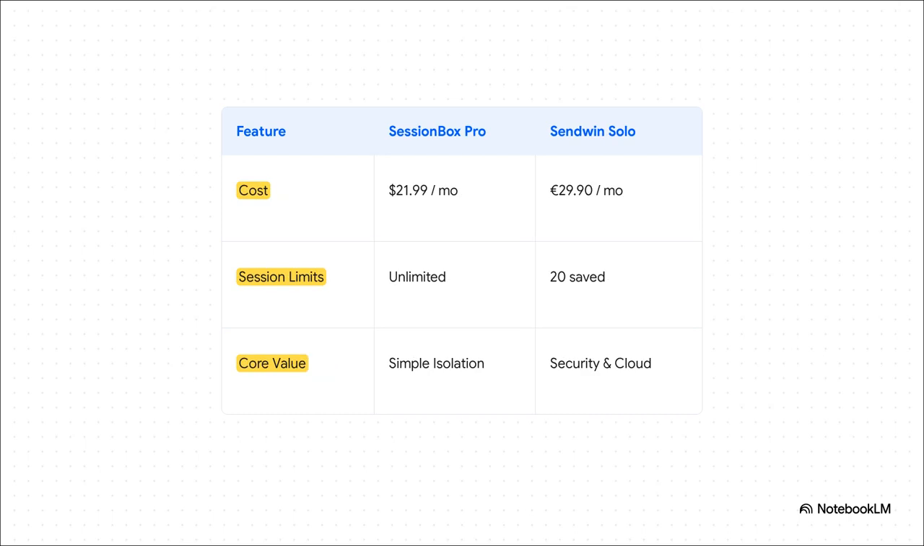So what about the price tag? For about $22 a month, SessionBox Pro gets you unlimited profiles and those solid isolation features. For around 30 euros a month, Sendwin's Solo plan gives you fewer saved sessions, but it packs in all of its powerful cloud, security, and advanced collaboration features. So with Sendwin, you're not just paying for session isolation, you're really investing in an enterprise-grade security and productivity platform.